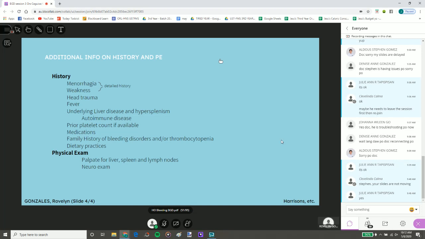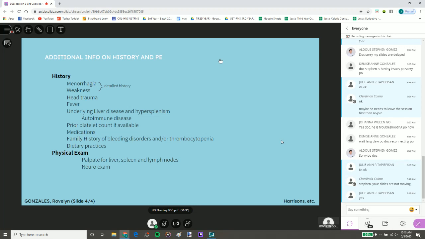For the physical exam, we have to palpate for the liver for any signs of liver pathology and check for any splenomegaly, which could be a sign for hypersplenism. And we also have to palpate for lymph nodes, as this could be a sign for any infection.